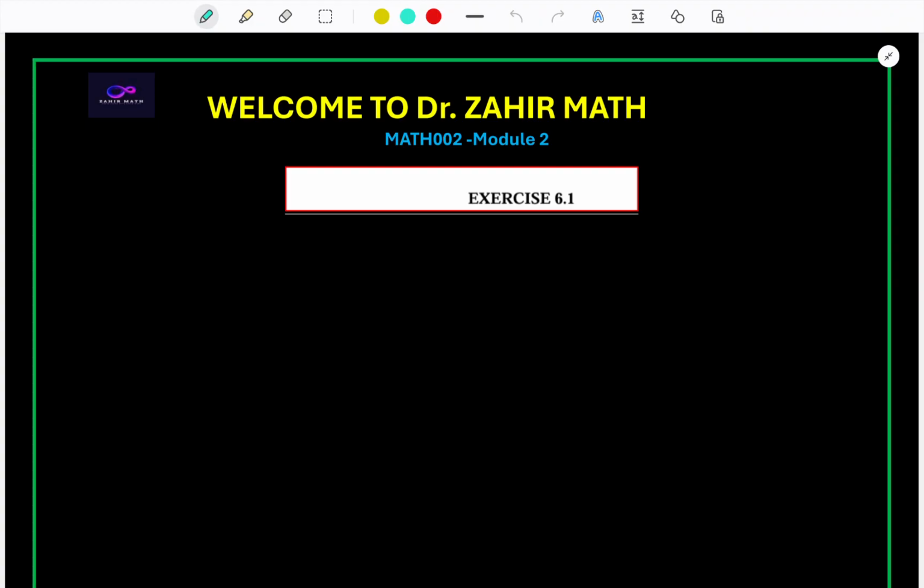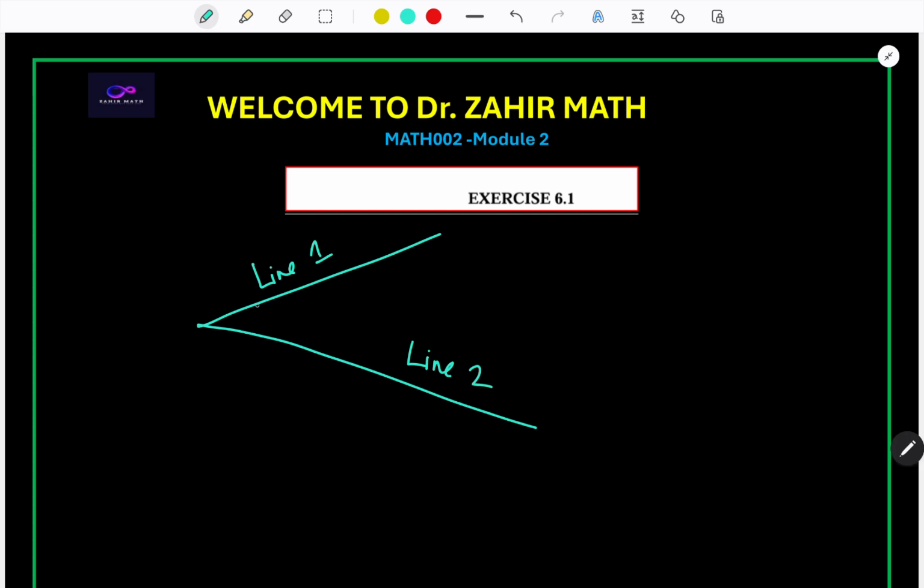So what's an angle? Angle is nothing but the space between two lines. For example, let me take two lines. This is line 1 and this is line 2, right? These two lines are intersecting and definitely an angle is formed over here. So angle is the space between two lines that meet at a point. This point we normally call the vertex.